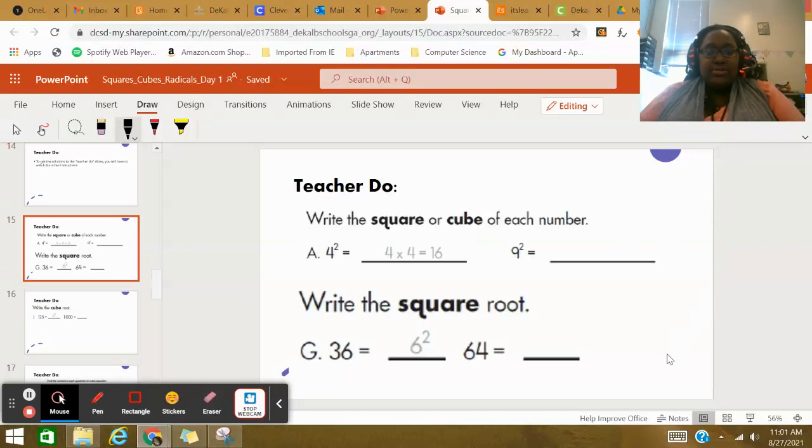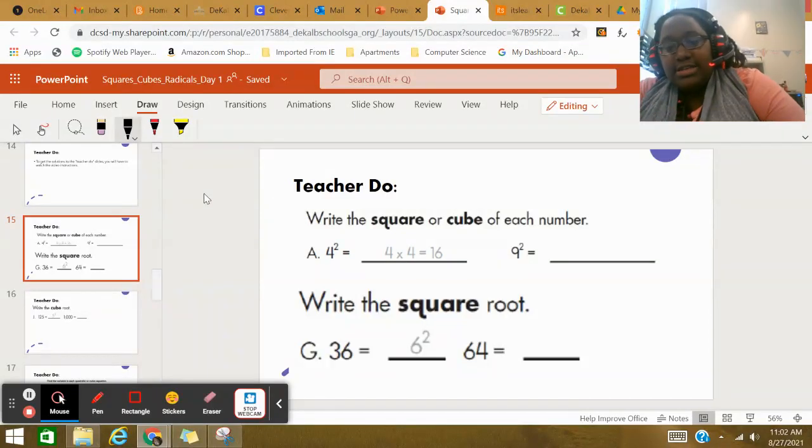So here are several examples that I pulled directly from the classwork that you guys are completing today. It says write the square or cube of each number. So first example, I have 4 squared, and they already gave me 4 times 4 is equal to 16. So they gave you the first exemplar. Now the next one, they gave me 9 squared. And in this case, I'm going to write 9 times 9. And then this is going to be equal to 81.